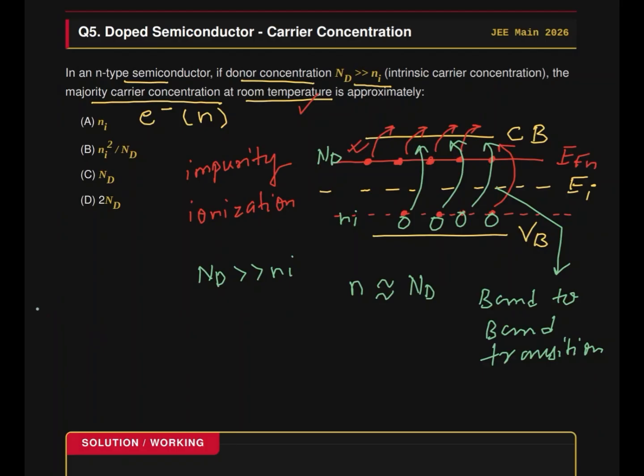Another thing you should remember is that in this case the hole concentration will be approximately equal to Ni square by Nd. The option B. Answer is option number C.